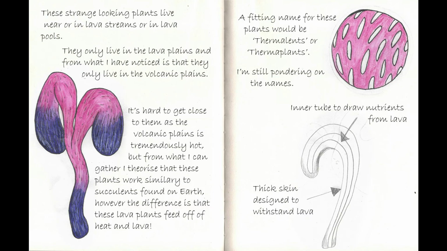Last but not least, the thermoplant. As I said before, this plant can only be found in the volcanic plains. Anywhere outside the volcanic plains it will die because it'd be too cold. This plant feasts off of heat and lava, and it has a thick layer of skin to protect it from the molten lava.